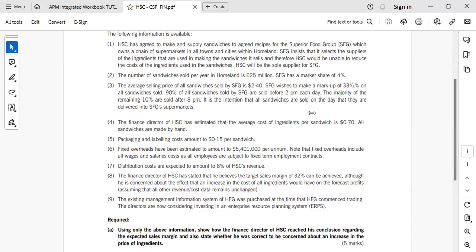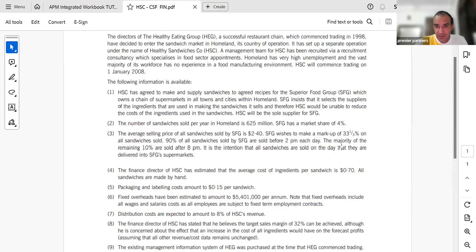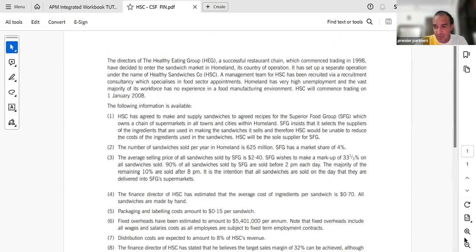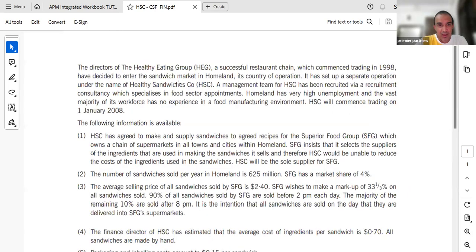You have to work out the individual per sandwich cost with all the details. Now, in this question, you need to first of all understand the structure of the organization. Now, you're not getting 2.4. Okay, listen to this.